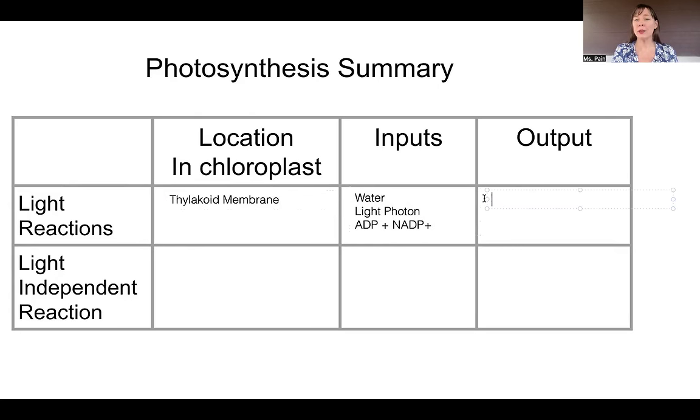And my output is going to be oxygen gas as a waste. It's not needed for this process. And ATP and NADPH. The light independent reaction is all that space around the thylakoid, and we call that the stroma, which is the space around the thylakoid.